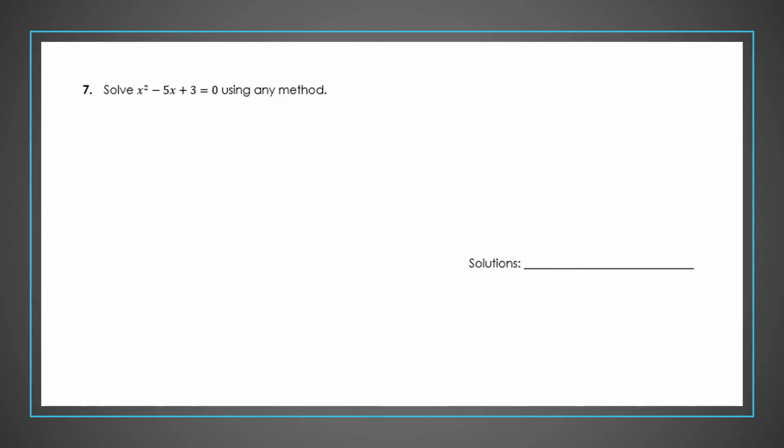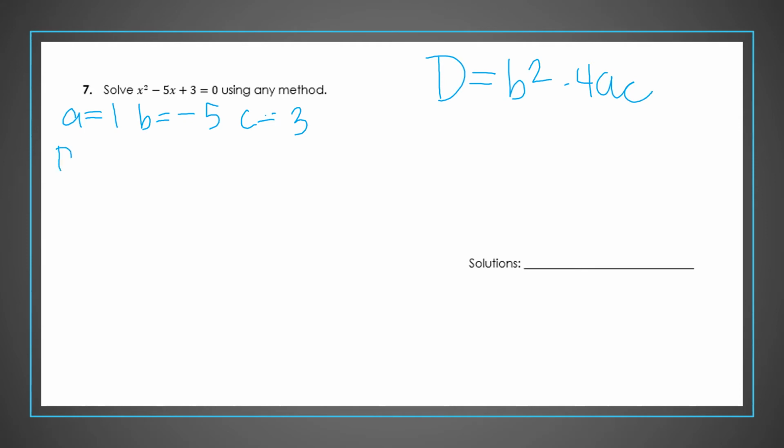So in order to do the quadratic formula, the first thing that we need to do is find the discriminant. We want to make sure this is in standard form, which it is. We're going to identify A, which is 1, B is -5, and C is 3. Then we're going to do the discriminant, which is B squared minus 4AC. That's going to tell us if we even have solutions or not. So B squared would be -5 squared minus 4 times A, which is 1, times C, which is 3.